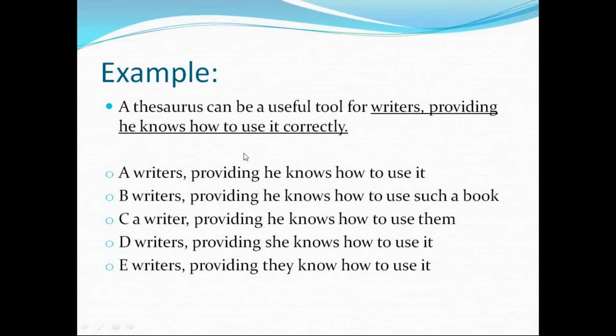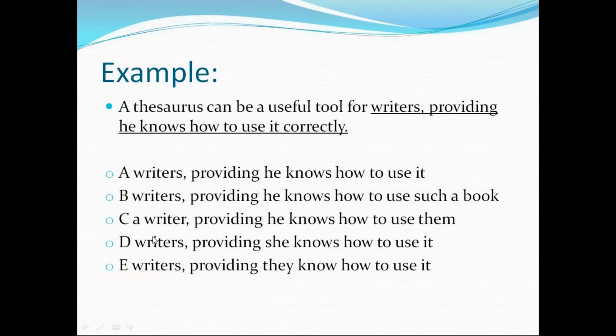So A just restates that one. B, writers providing he knows how to use such a book. It doesn't correct the problem. C, a writer providing he knows how to use them. Now this introduces another problem because them is plural. Here we've got thesaurus, which is singular.